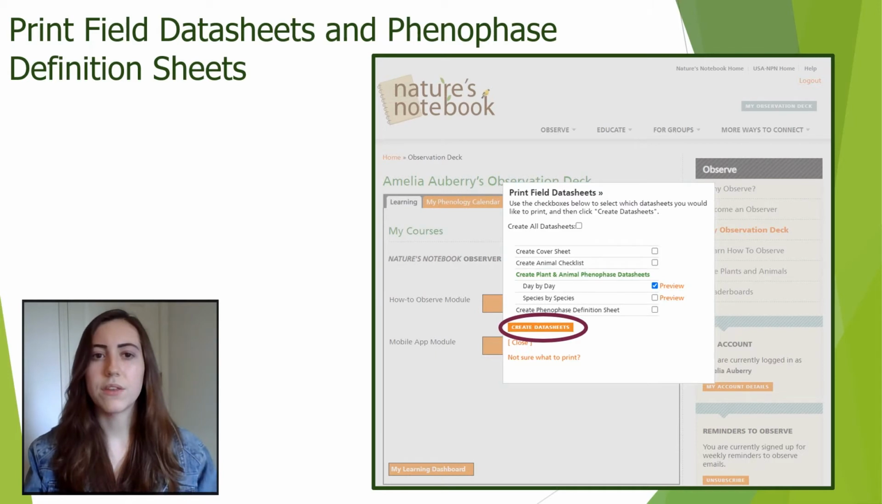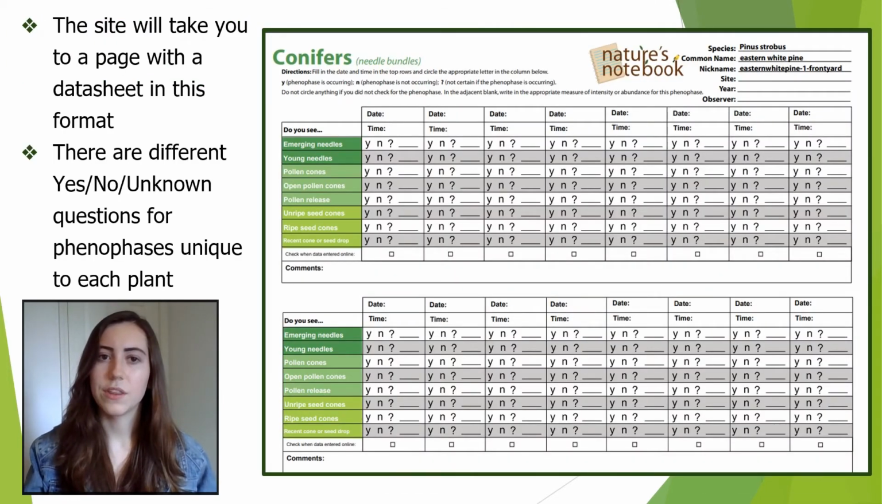Also, for either or both options, check off the Create Phenophase Definition Sheet box to print off phenophase definitions for each plant in your site all at once. Once you have selected your preferred options, click the Create Datasheet button to automatically download your customized datasheets and phenophase definition sheets. Once you click on the link or the download for a datasheet, the site will open up a sheet in a different window that has this format.